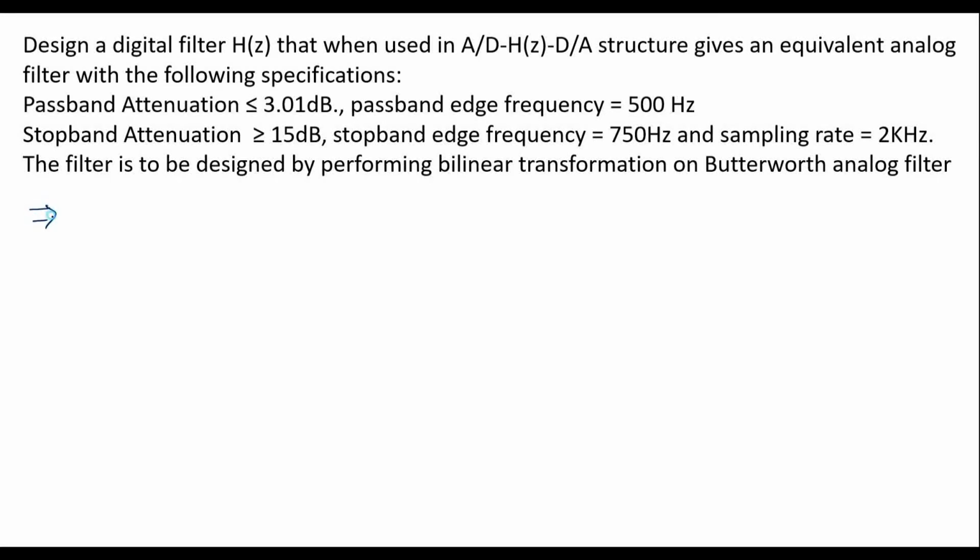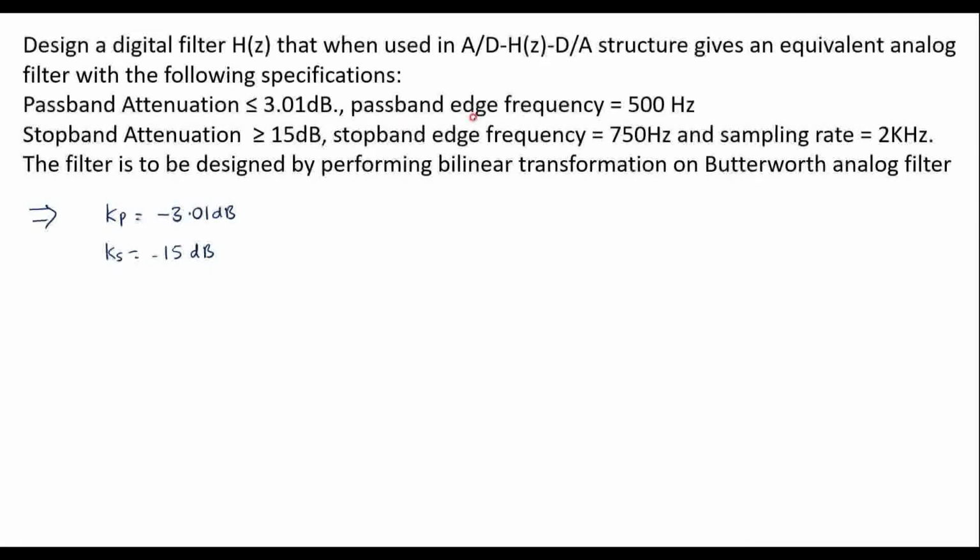So first let me write the given data. Here passband attenuation is given, that is nothing but Kp. So Kp is equal to minus of 3.01 dB. Kp and Ks are always in minus. Similarly, Ks value is given, that is stopband attenuation greater than or equal to 15 dB, that is minus 15 dB.